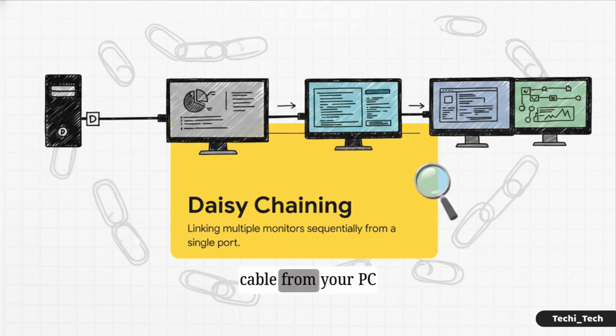It introduces the absolute magic of daisy chaining. This lets you run a single cable from your PC to your first monitor, and then another cable directly from that monitor out to the next one in a chain. For programmers compiling massive code bases, day traders, or video editors building multi-monitor battle stations, this is a total godsend. No more rat's nest of cables hidden behind your desk.